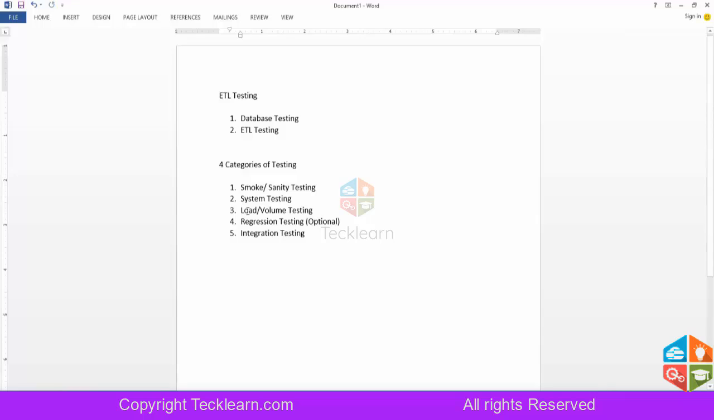Actually all of this, even the load and volume testing, is also very important for ETL testing. Smoke testing is also very important, because mostly, 10 to 15% of the testing packages will fail in the smoke test itself. These are the four testing types.